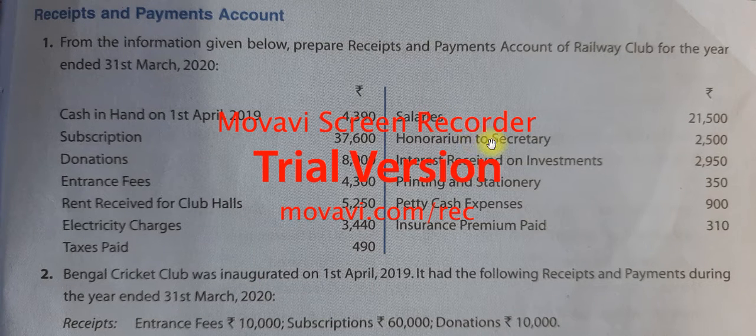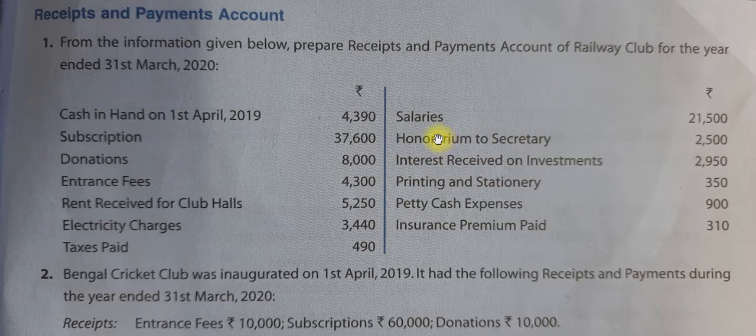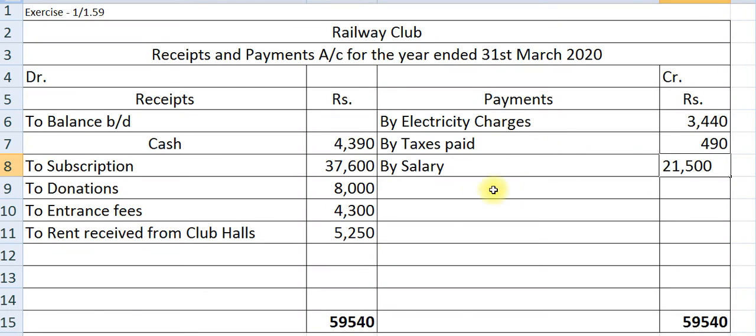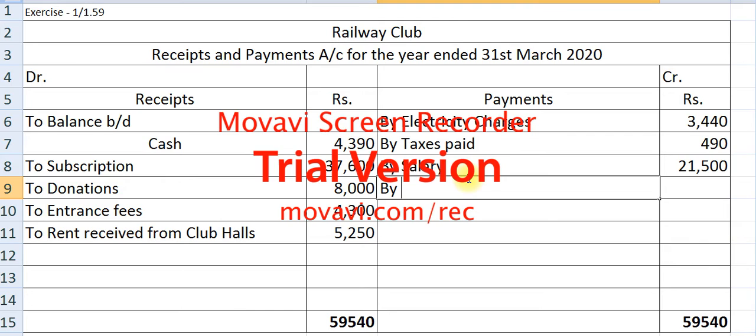So see this term, to. To always means payment. From always means receipt. So honorarium to secretary, this is a payment. So it will come under payment side, by honorarium to secretary, 2,500 rupees.